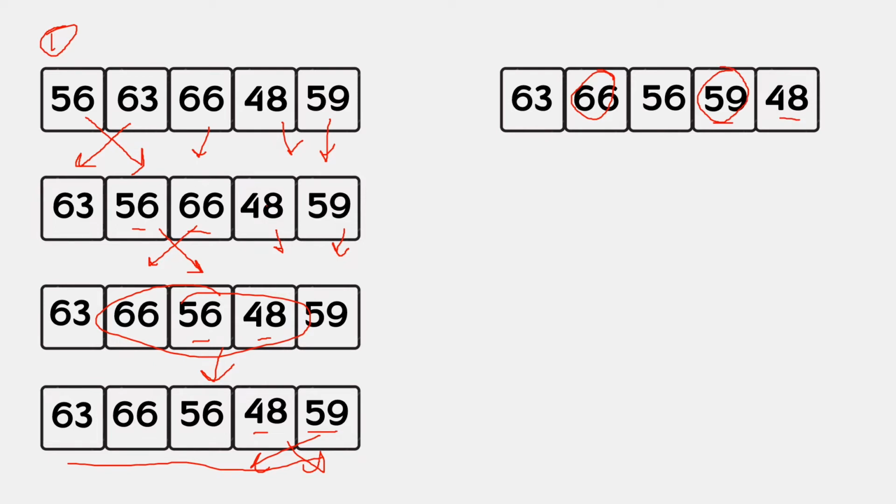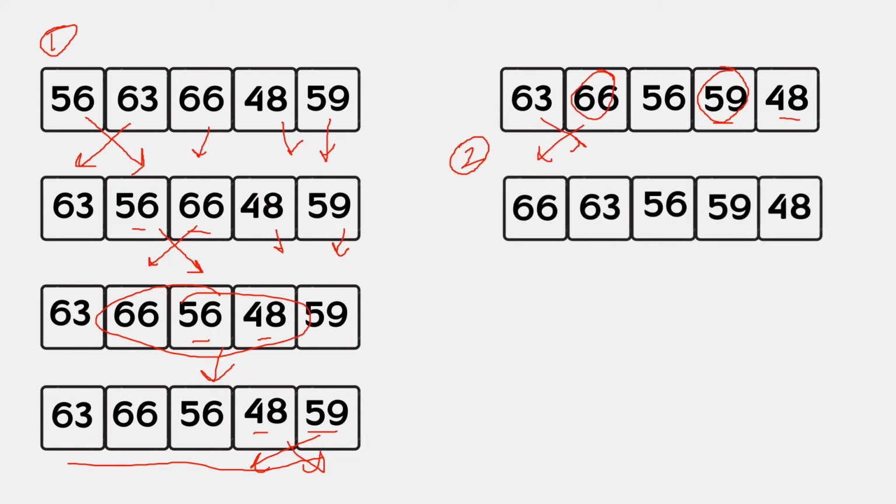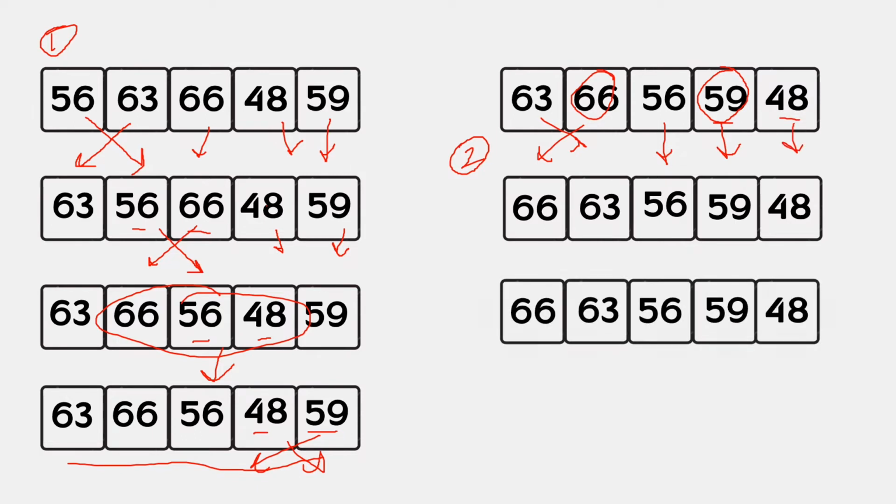So in the second part, we are going to swap 63 and 66. So the rest we are going to write it down. Next, we compare 63 and 56, but look closely, we do not need to swap because 63 is greater and 56 is smaller. So just write down the rest of the numbers. And next is 56 and 59. 59 is greater, so we swap it. 56 is smaller, and then we swap it.